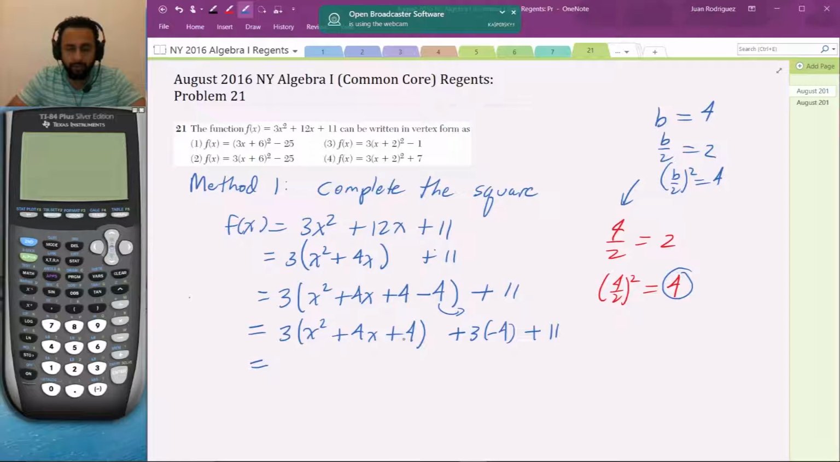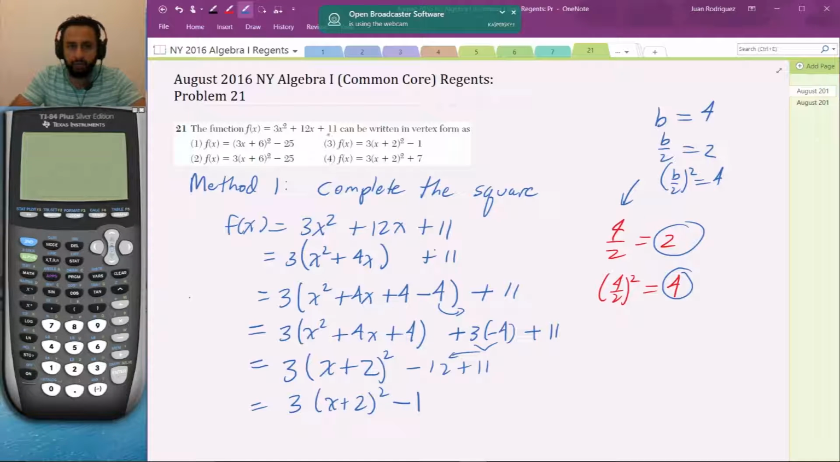So x squared plus 4x plus 4 is a perfect square. So 3, and what perfect square is it? x plus this number, 2 squared. And then minus 12 plus 11. 3 times negative 4 is negative 12 plus 11. So it equals 3 times (x plus 2) squared minus 1. And we see that as choice 3.